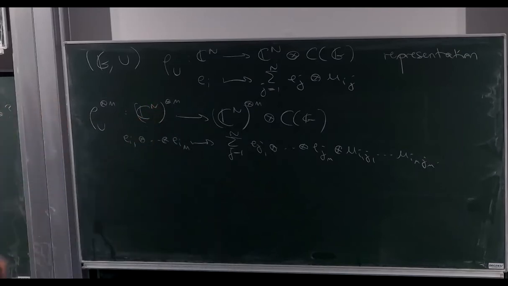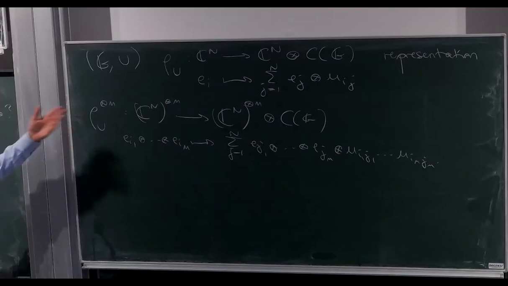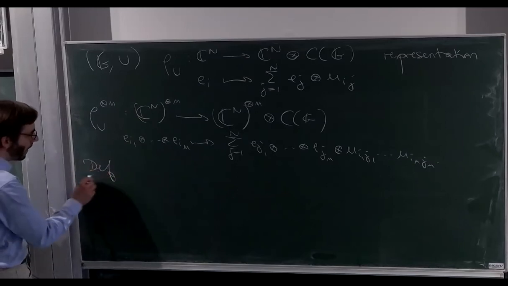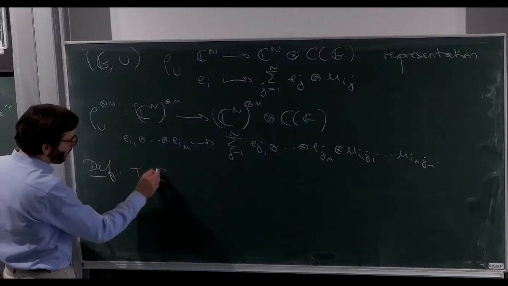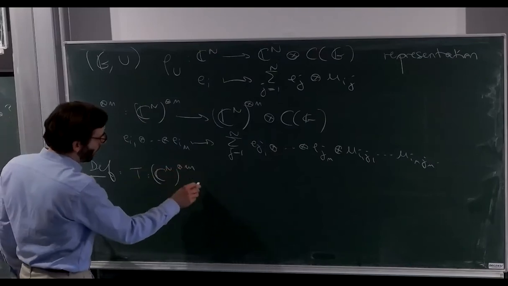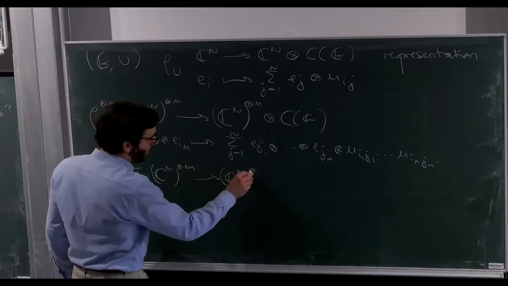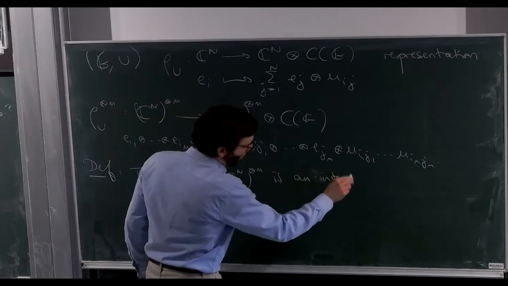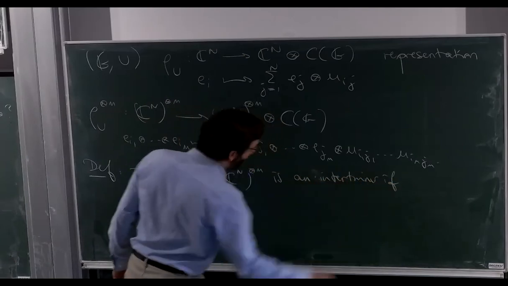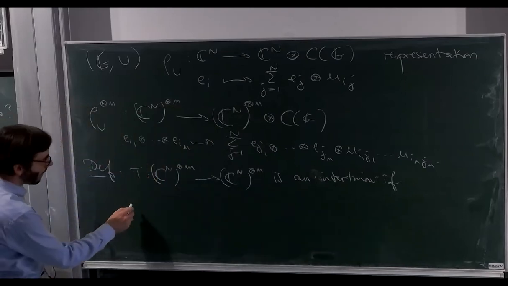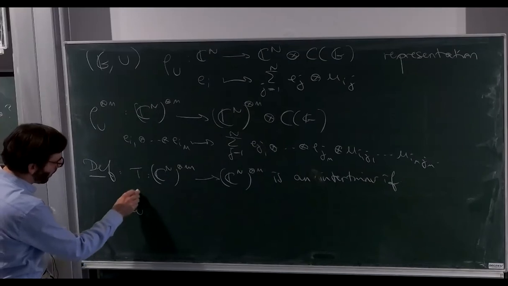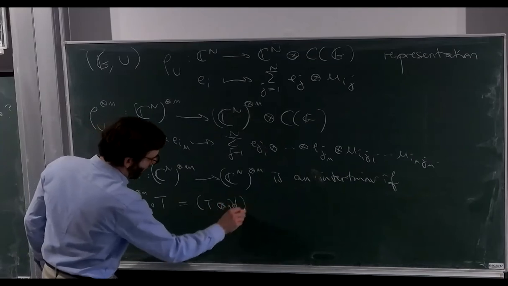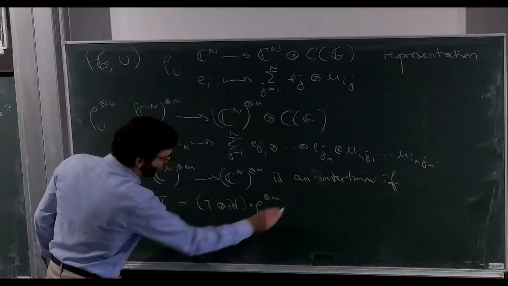And then the only thing that we have to do, if these are to be the objects in our category, is to find morphisms. And morphisms, well, we know how to define them. If you have a map from C^n tensor m to C^n tensor m, we'll say it's an intertwiner if it does exactly what you may expect. That is, if you have rho tensor n composed with T, then this should be the same as T tensor identity composed with rho tensor n.